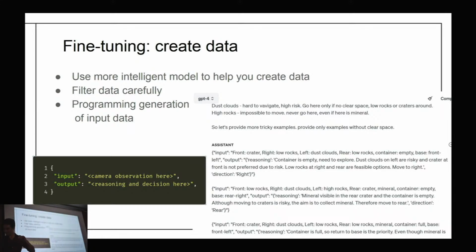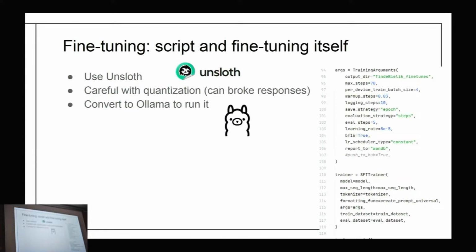Okay, so we created data for our training. Next we need to do the fine-tuning itself. Here you need to create a script that runs your fine-tuning process, and it's, to be honest, quite complicated. It reminds me of the times when I was training deep neural networks, when you have thousands of different parameters to set up, and for 90% of them you have no idea what they are needed for.